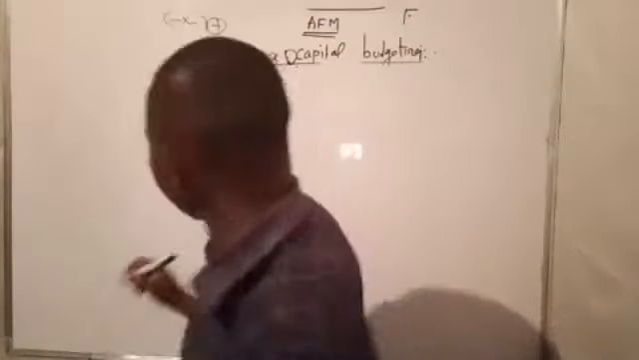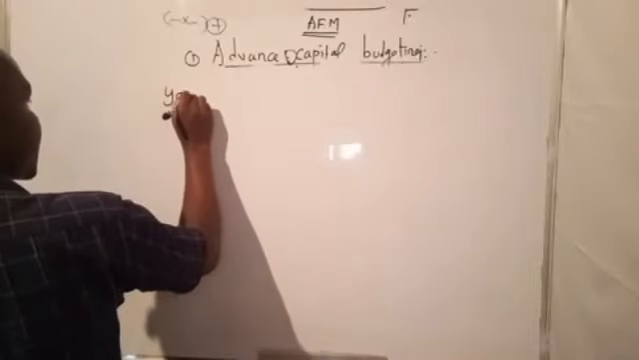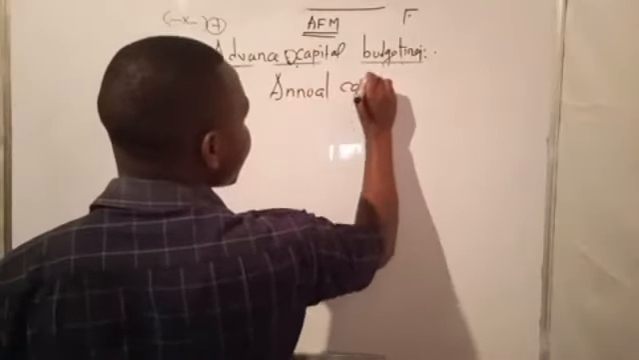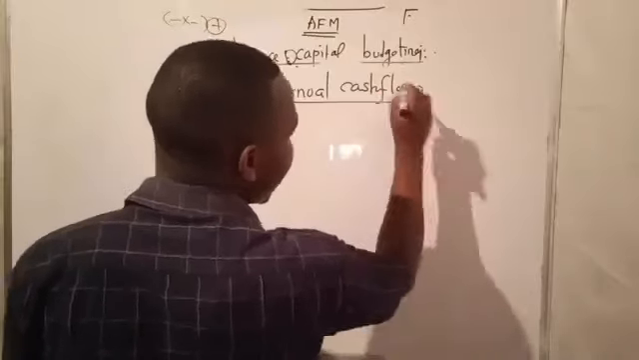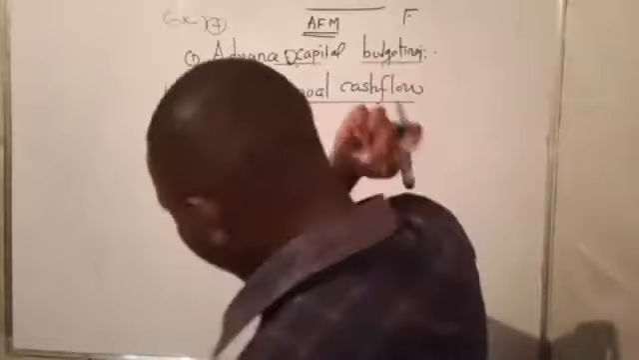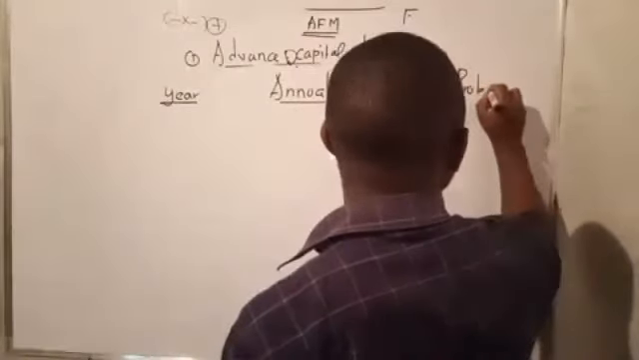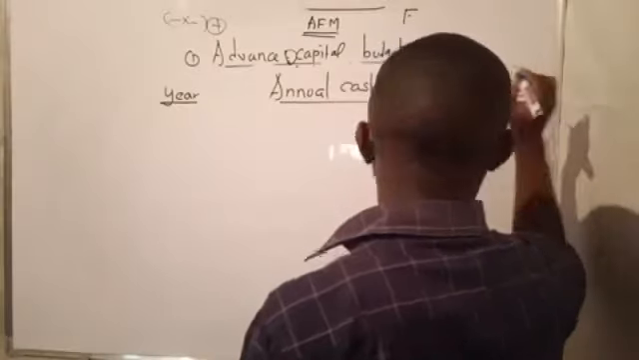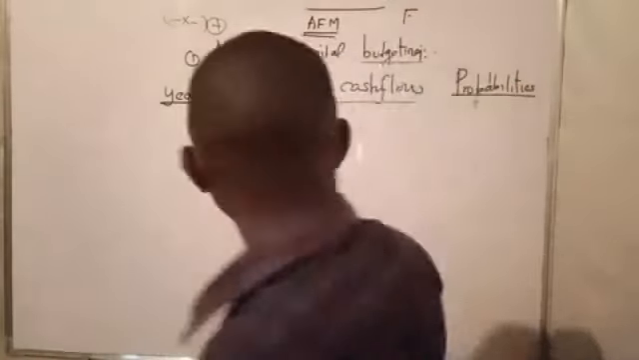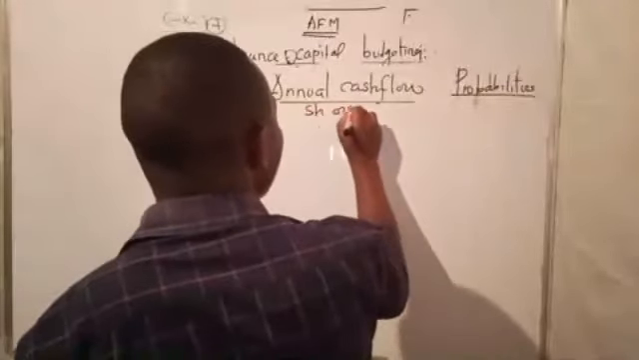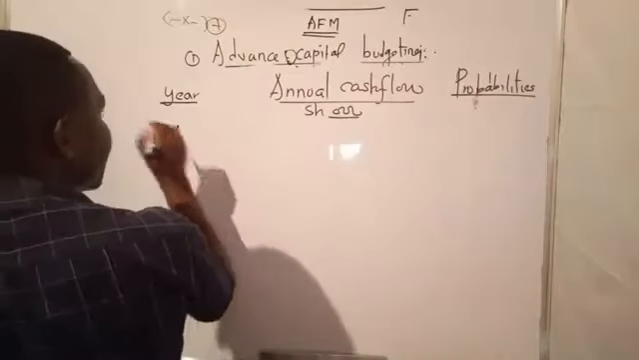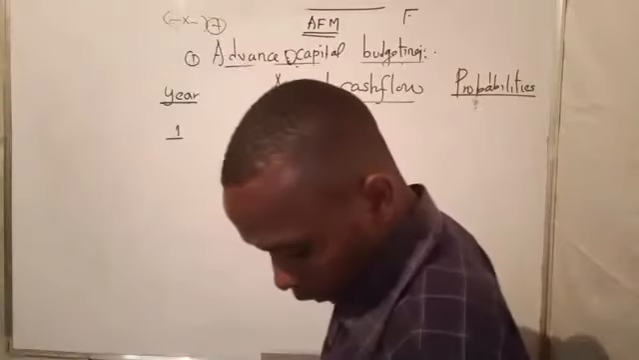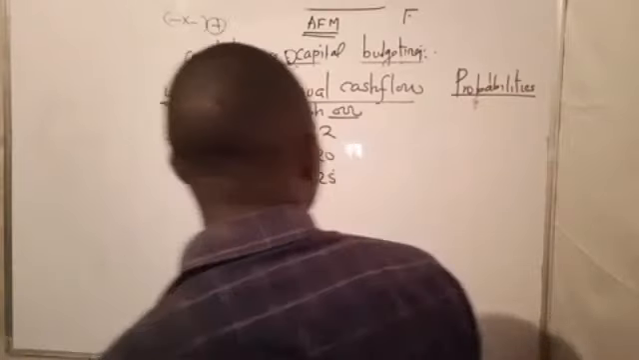So you write year one, year two, year three. You have annual cash flows, and then we have the probabilities. So year one, you take shillings in thousands. Year one, we have 10, 12, 20, 25.